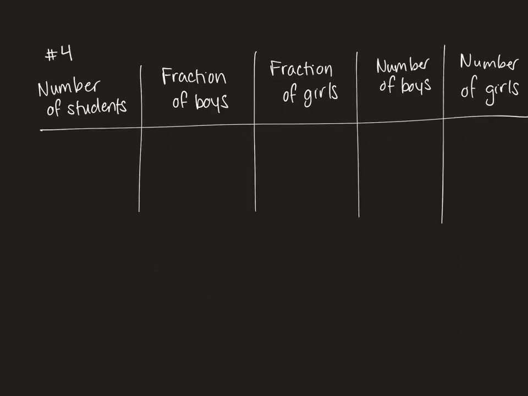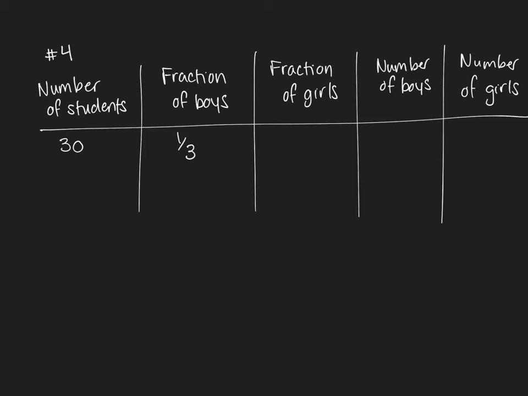Question 4 is very similar. The chart has just changed a little bit. So instead of having percentages, we're just dealing with numbers and fractions. So if we look at one example, they might give us, there's 30 students and 1/3 are boys. So now we need to figure out the rest of the information.